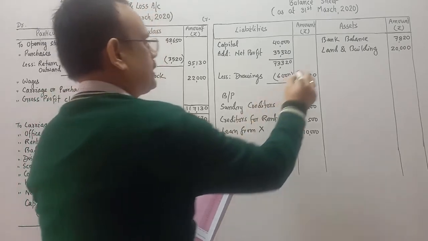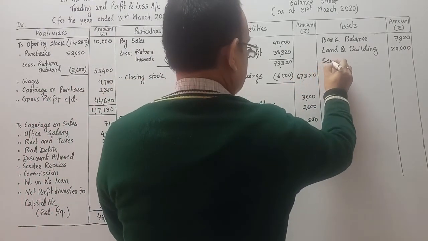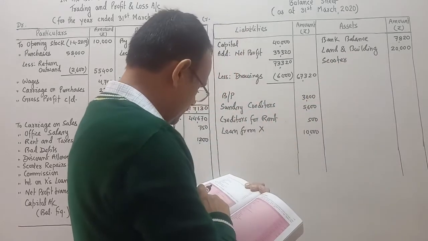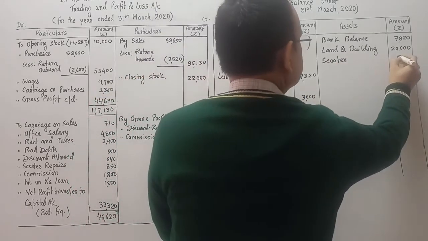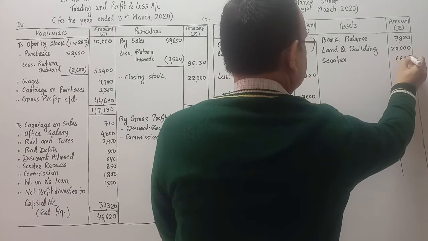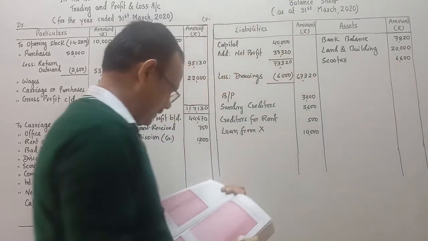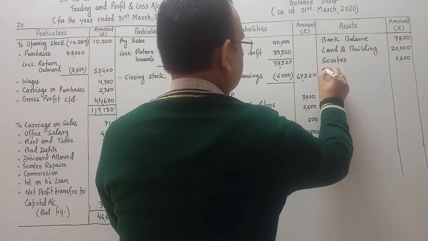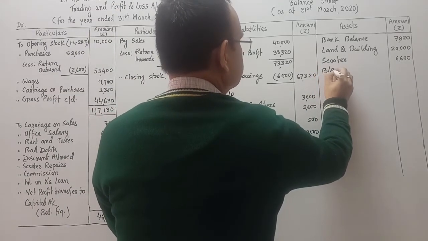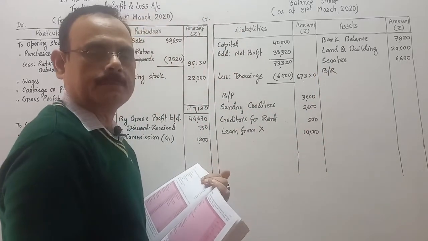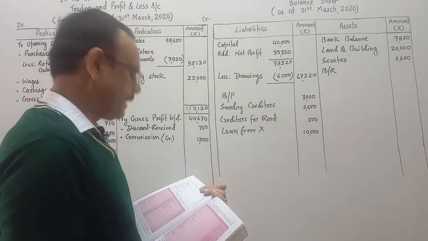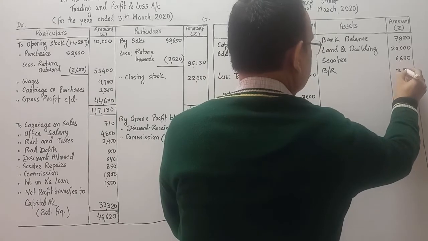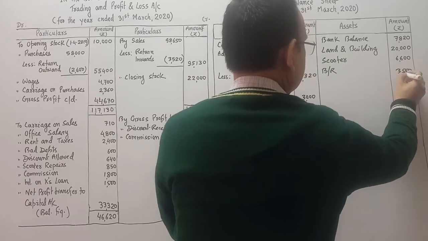Next is scooter. Scooter is also a fixed asset. Scooter is 6,600. It's a fixed tangible asset. After scooter you see the BR, bills receivable. BR means bills receivable. In short we write BR. It's a current asset. Bills receivable is 3,500.